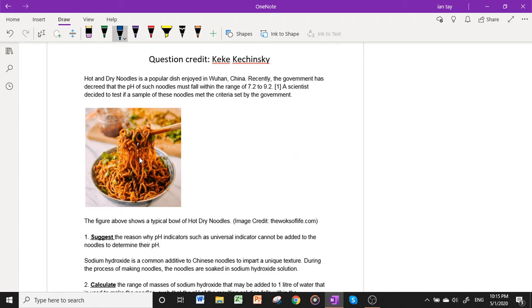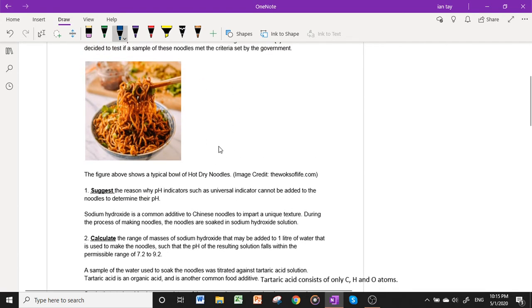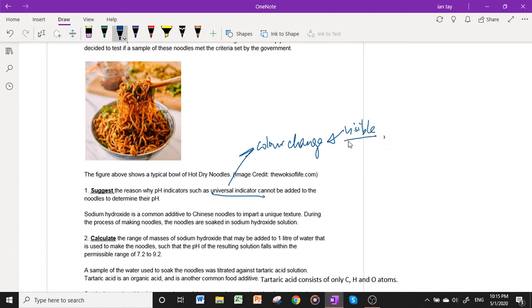Very nice illustration. It suggests the reason why pH indicators such as universal indicator cannot be added to the noodles to determine their pH. You have to understand how pH indicators work and why they cannot be used. pH indicators such as universal indicator arise due to a color change. This color change has to be visible. However, as you can see from the photo, now we know why they added the photo.